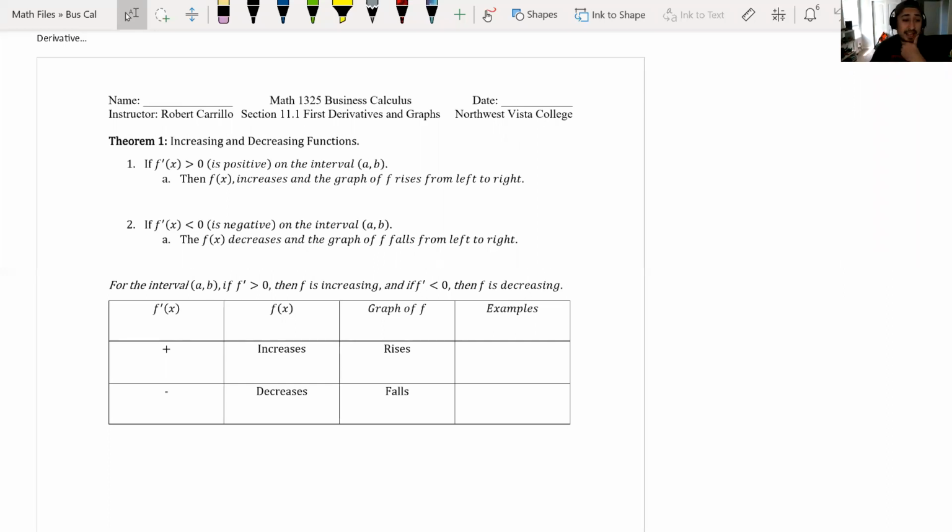If the derivative is negative on the interval AB, then the original function will decrease as the graph falls from left to right. So remember that the derivative is just slope.